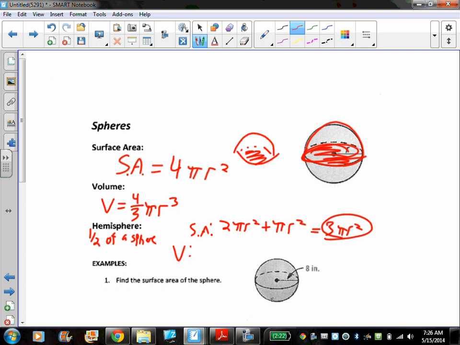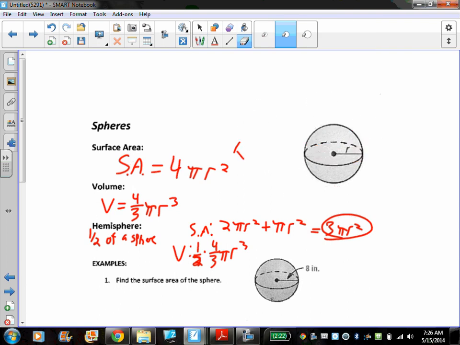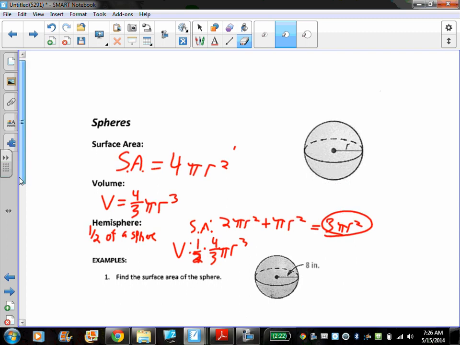The volume is just going to be half of the volume that it already is. So 1/2 of 4/3 pi r cubed, because it is half of the volume of the old one. All right. So, examples.